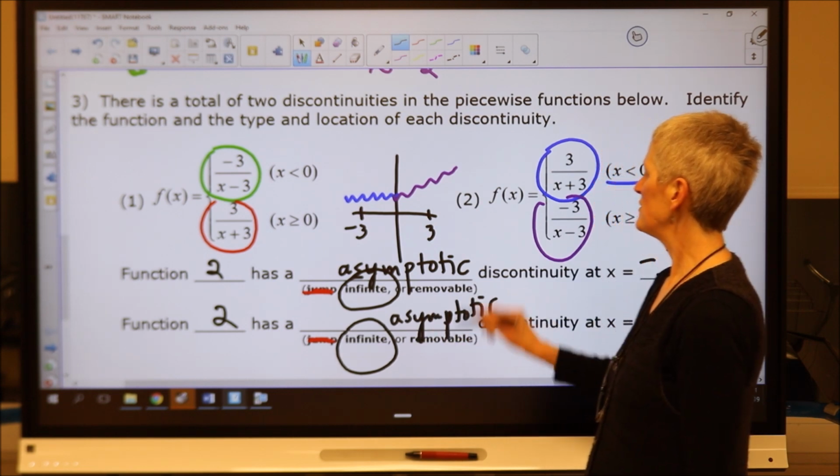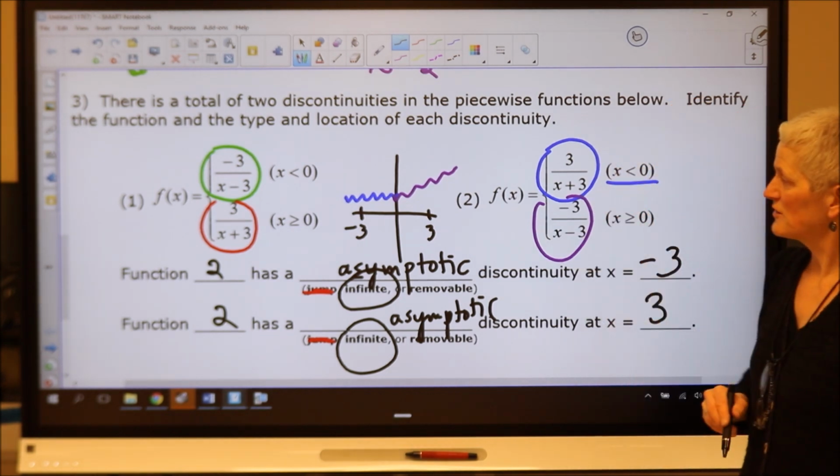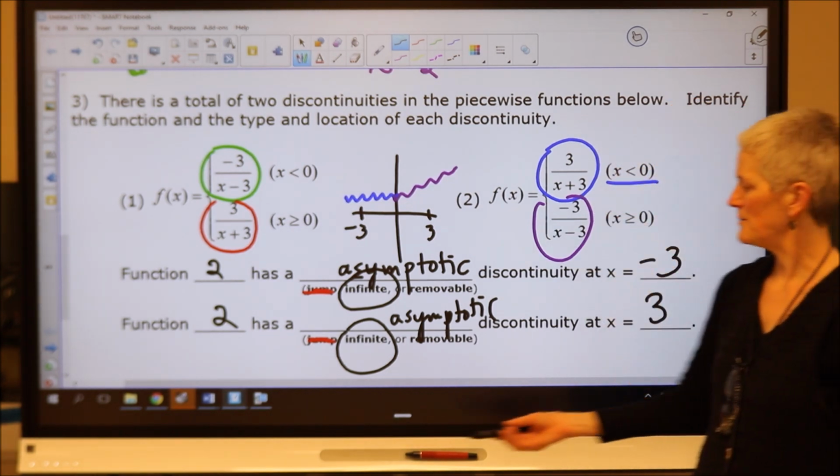And the reason neither one of those is removable is that I'd have to have the same numerator as denominator, cross those off. Or I'd have to have that same factor up there.